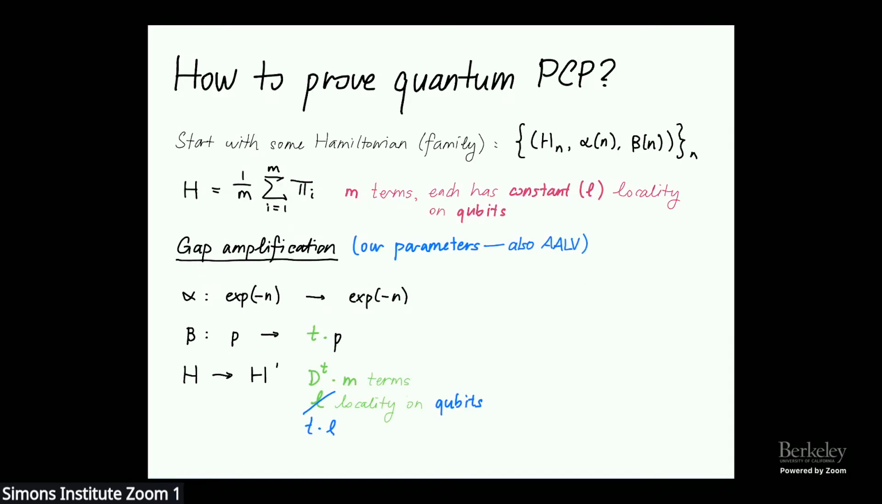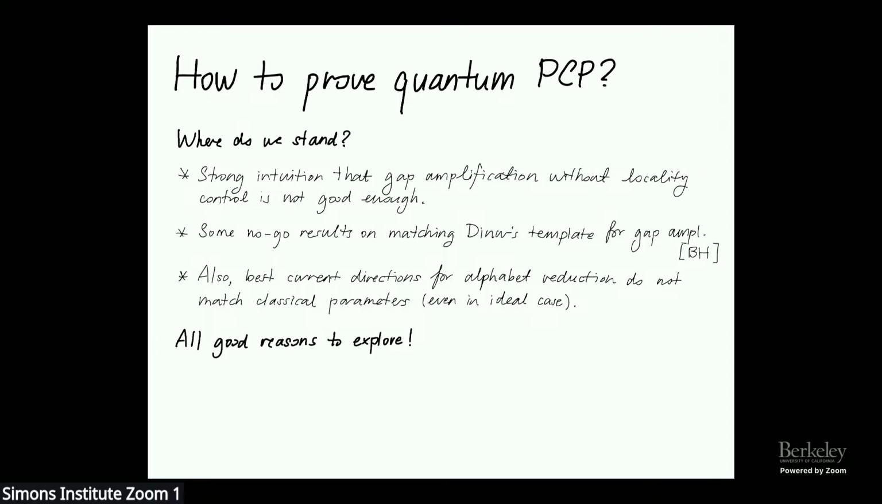Okay, so what does this mean in terms of where we stand in trying to prove quantum PCP? What we achieve, and also what AALV achieve, can be considered a quantum analog of, if you know the classical literature, sequential repetition. And what Dinur needs is parallel repetition. So there is a strong intuition that gap amplification without locality control is not good enough to instantiate Dinur's template of how to prove PCP. On the other hand, there are no-go theorems for matching Dinur's template. You cannot get parallel repetition provably in the quantum setting, at least not with the classical parameters. And this is by Brandao and Harrow. I forgot what year that was, maybe 2013 or something.